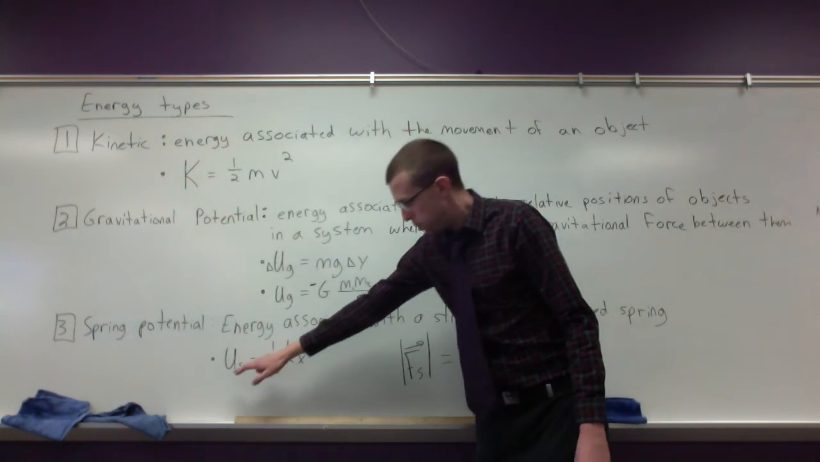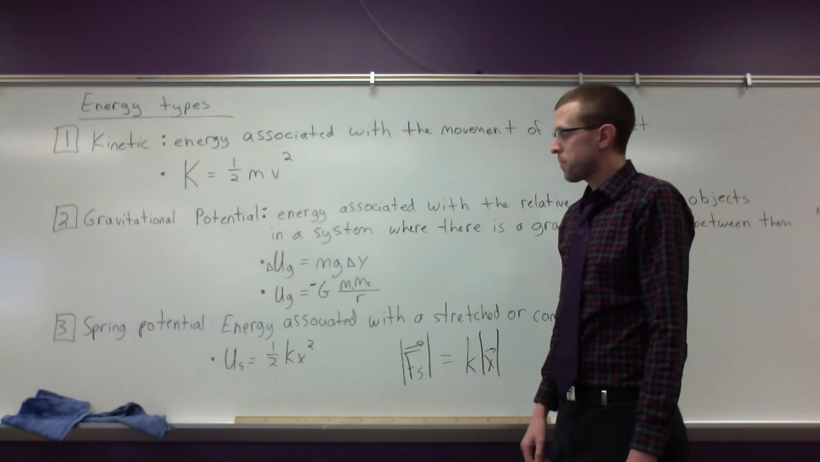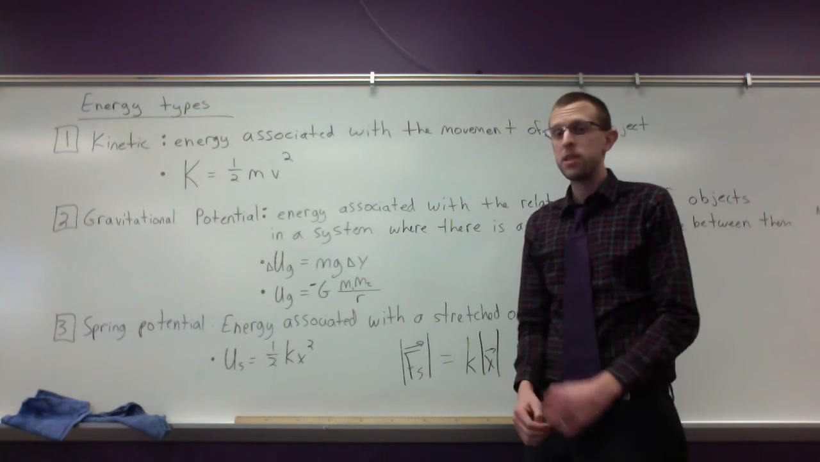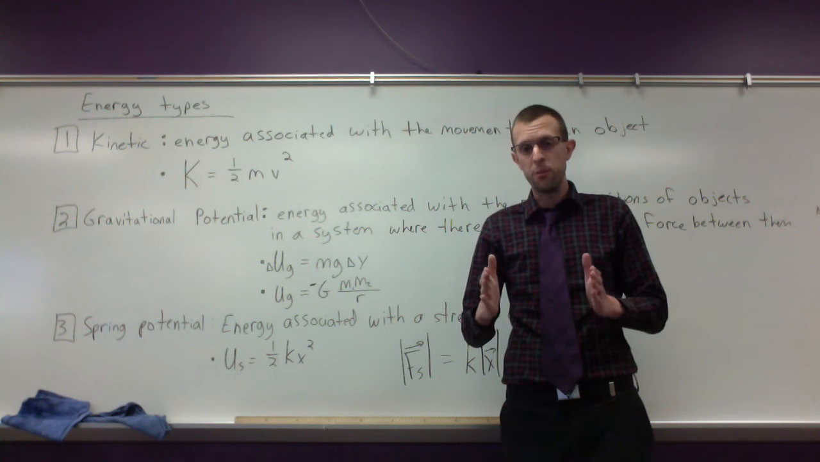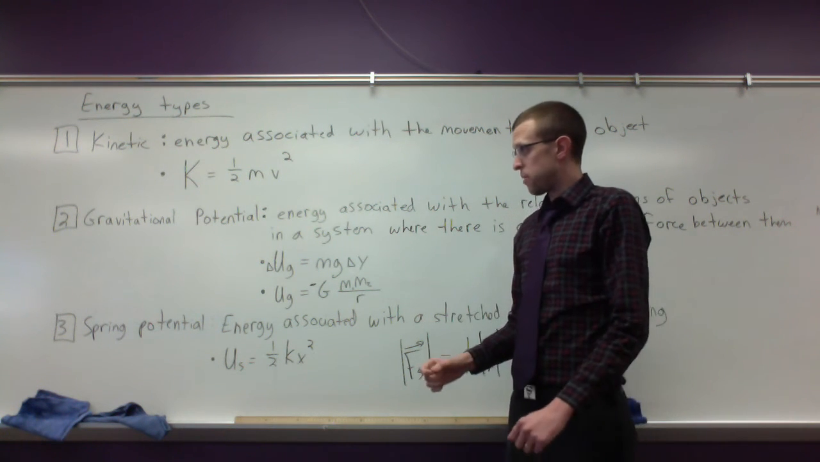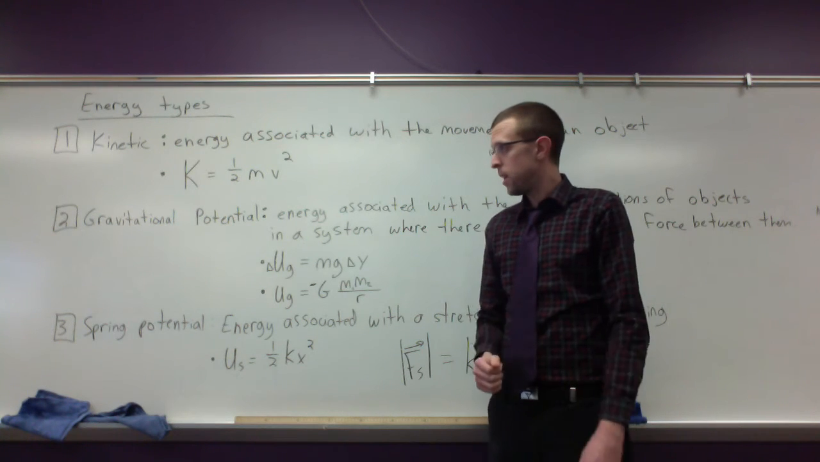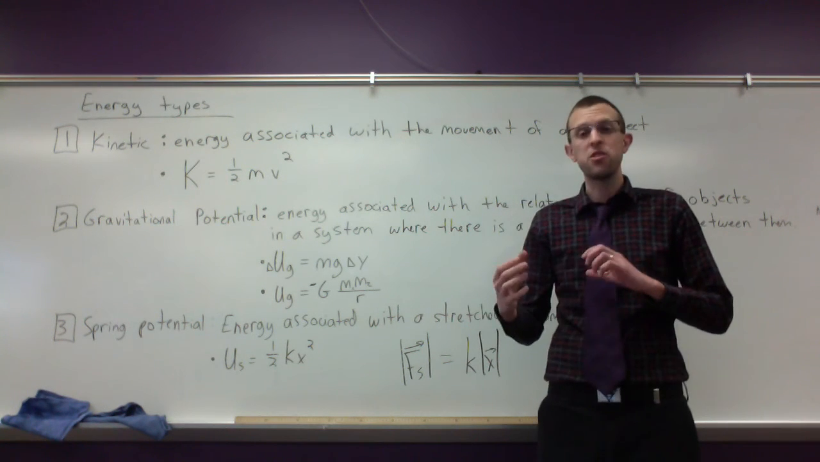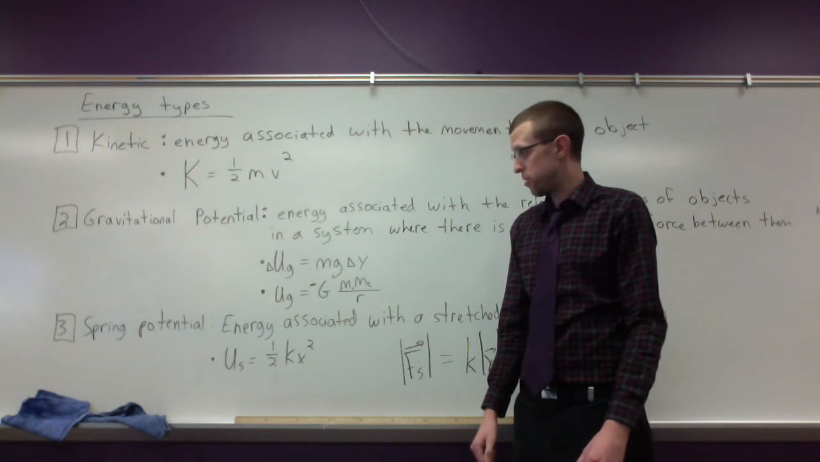The U's both go with potential energy. And in general, we say potential energy is associated with the relative positions of parts of a system. So we have to have some force between the parts of the system, and we have to have some significant positioning of those parts of the system.